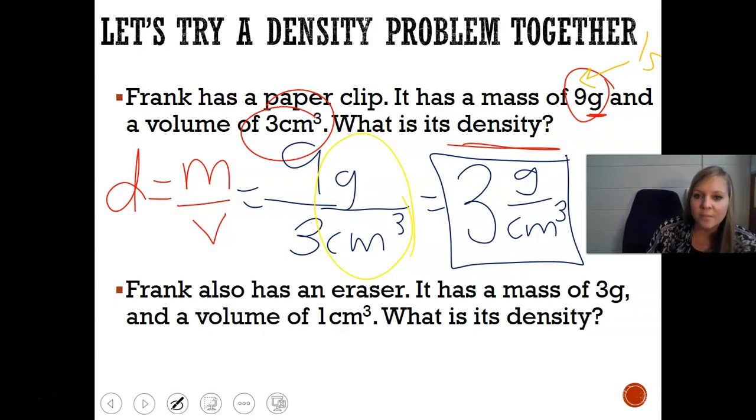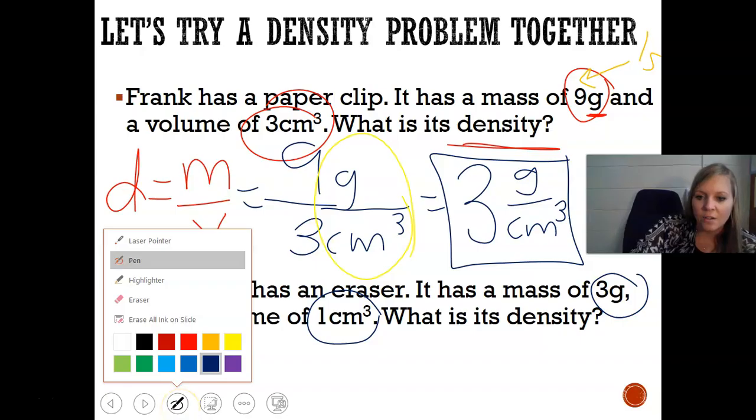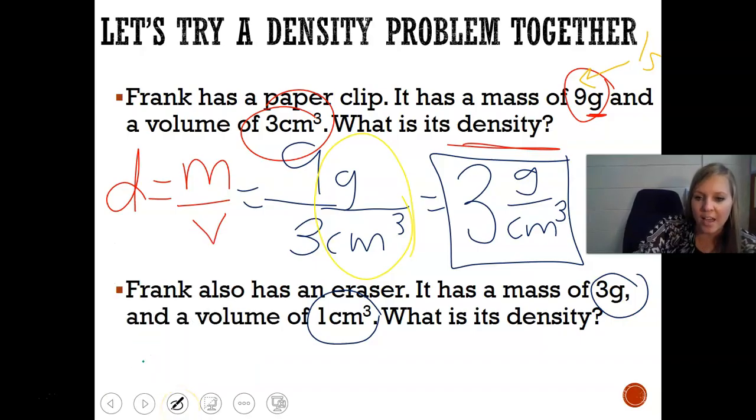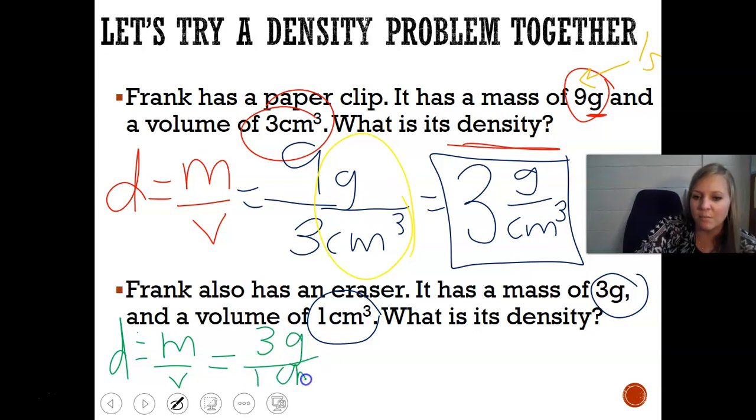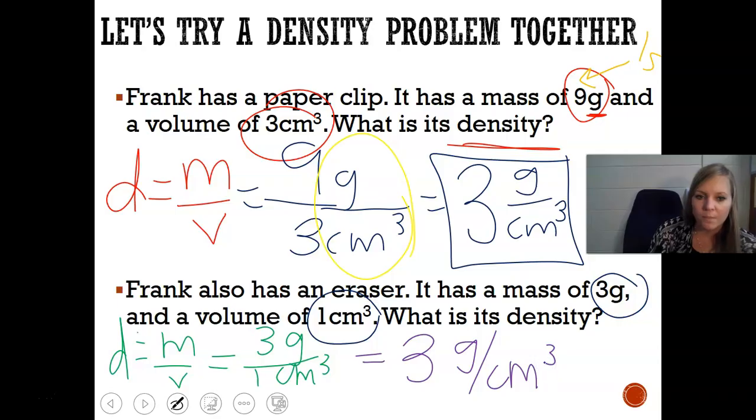Frank also has an eraser. It has a mass of 3 grams and a volume of 1 centimeter cubed. What is its density? I know you could probably do this in your head, but just in case, for good measure, let's write it out. D equals M over V. Our mass, we said, was 3 grams, and our volume is 1 centimeter cubed. Remember, we want to go down to 1 sig fig in the end, okay? So our answer is going to be 3, and you have to have a unit of measure. So grams per centimeter cubed, okay? And that would be my answer.